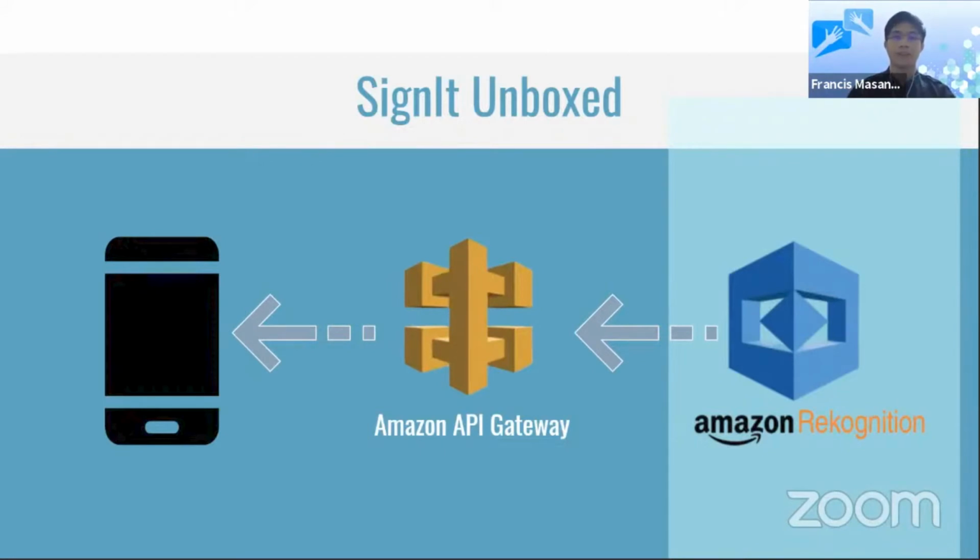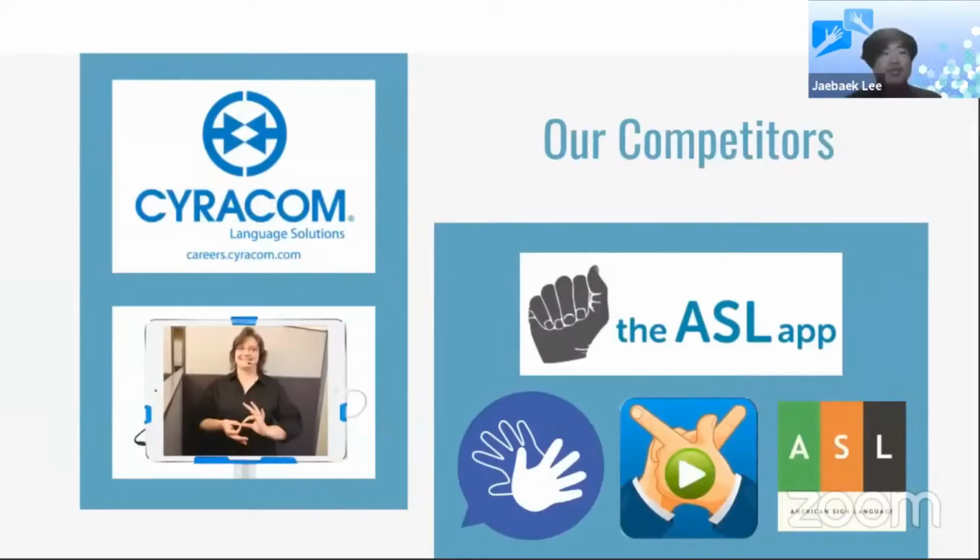Now over to JB. We're not the only ones in the market, but our competitive edge comes from key advantages we are able to provide over other services. Most other apps are only text to sign, meaning they can only translate one way. Other apps offer real-time translation, but at the cost of having to have real people online 24/7. We believe we are the only ones that can offer a true instant translation experience.